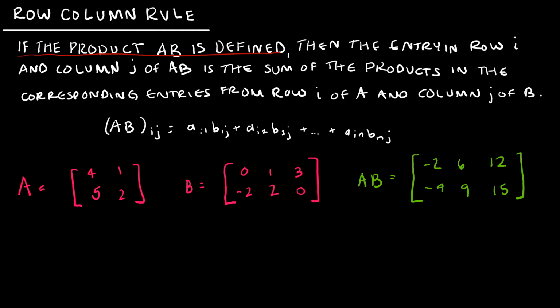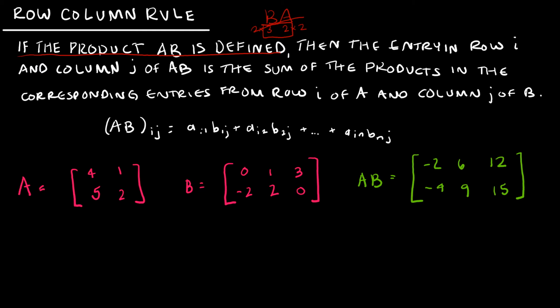For instance, if I said take B times A, hopefully you would tell me that you cannot, because B is 2 by 3 and A is 2 by 2, and if you'll recall, these two have to match up and they don't. So I cannot multiply B times A. But obviously I can multiply A times B because I've already done it. So let's continue with the definition.